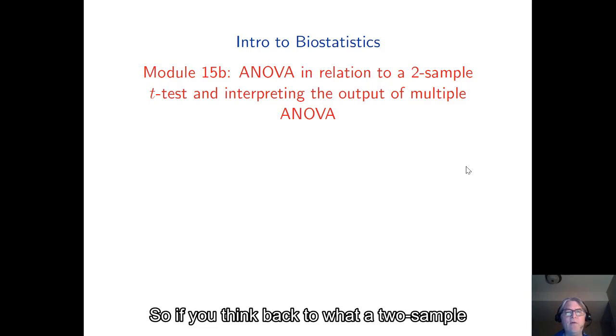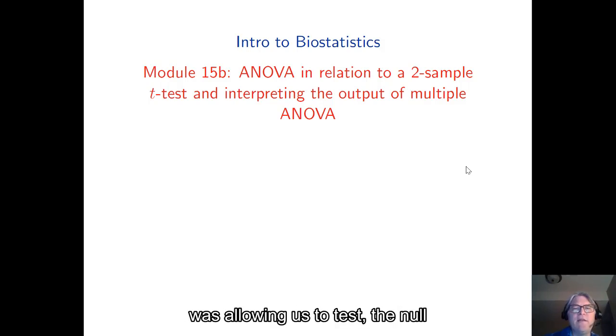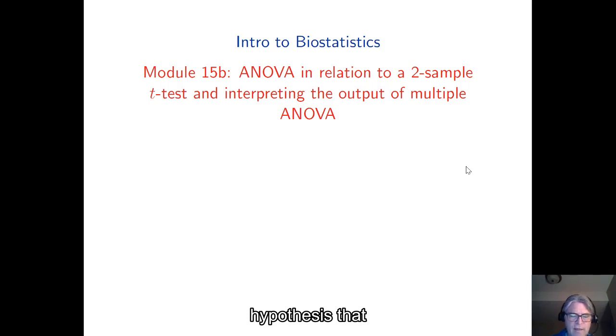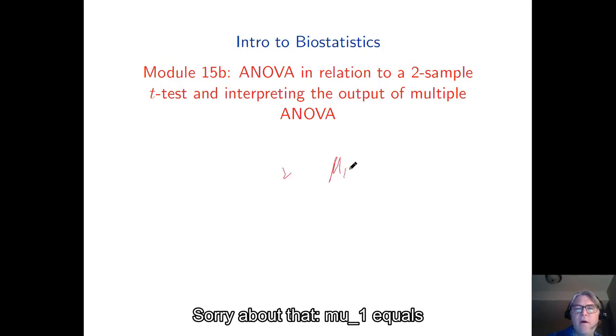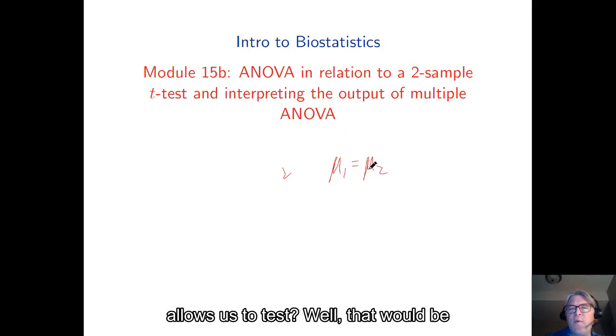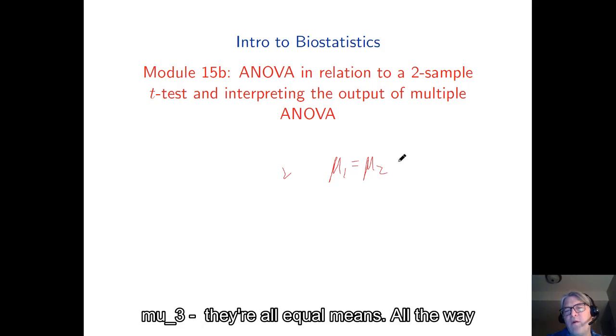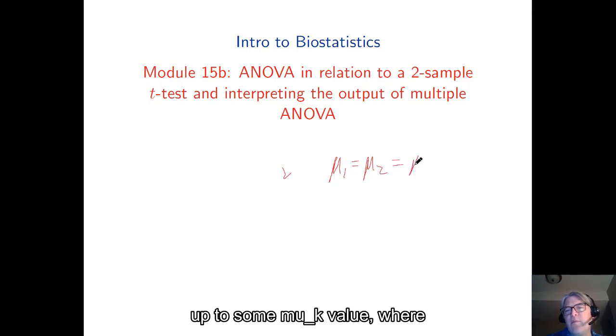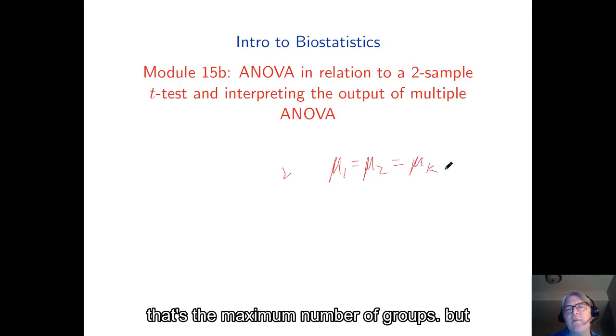So if you think back to what a two-sample t-test was trying to tell us, that was allowing us to test the null hypothesis that mu1 is equal to mu2. Sorry about that, mu1 equals mu2. When we said what's the null hypothesis that ANOVA allows us to test, well, that would be a generalization of that. Mu1 equals mu2. If there's three groups up to mu3, they're all equal means, or all the way up to some mu k value where that's the maximum number of groups.